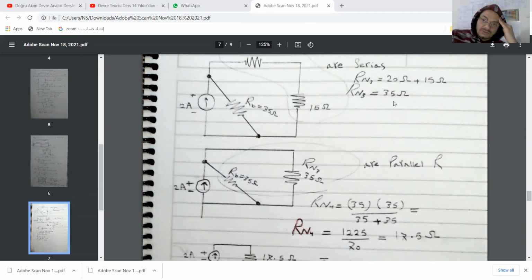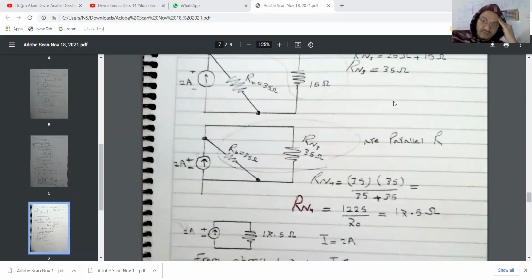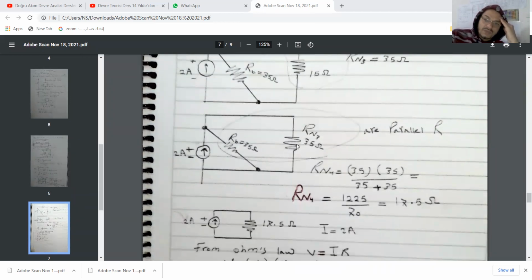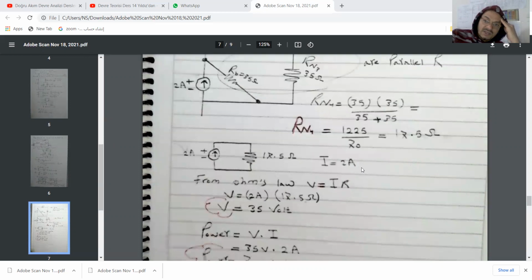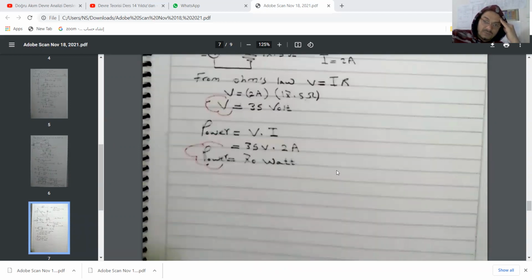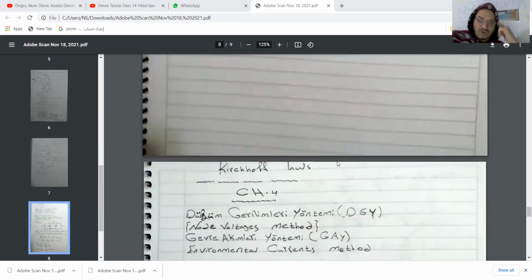Here we can calculate all of them equal 35 ohm. Now here we have two parallel resistances. That means 35 times 35 divided by 70 equal 17.5. Current 2 ampere, from Ohm's law V equal 35 volts, power equal 70 watt.